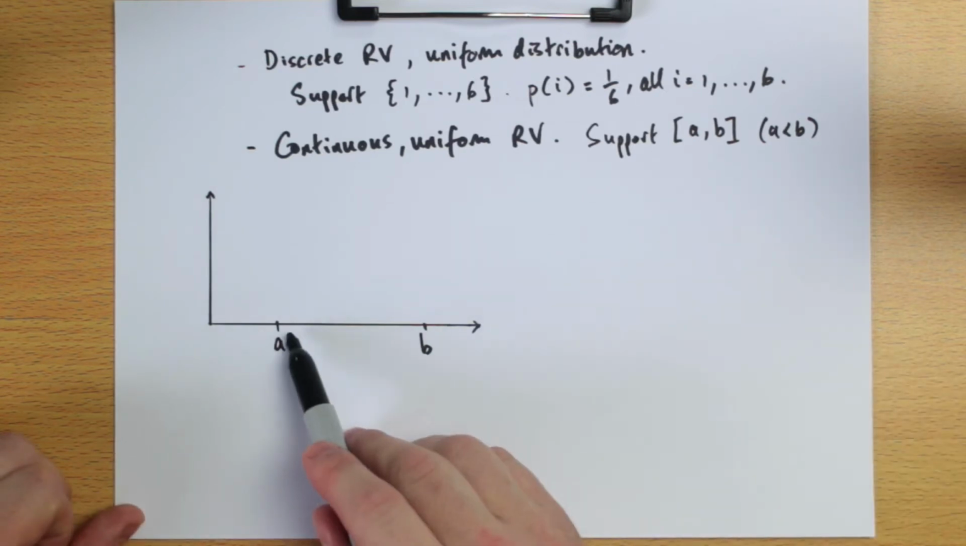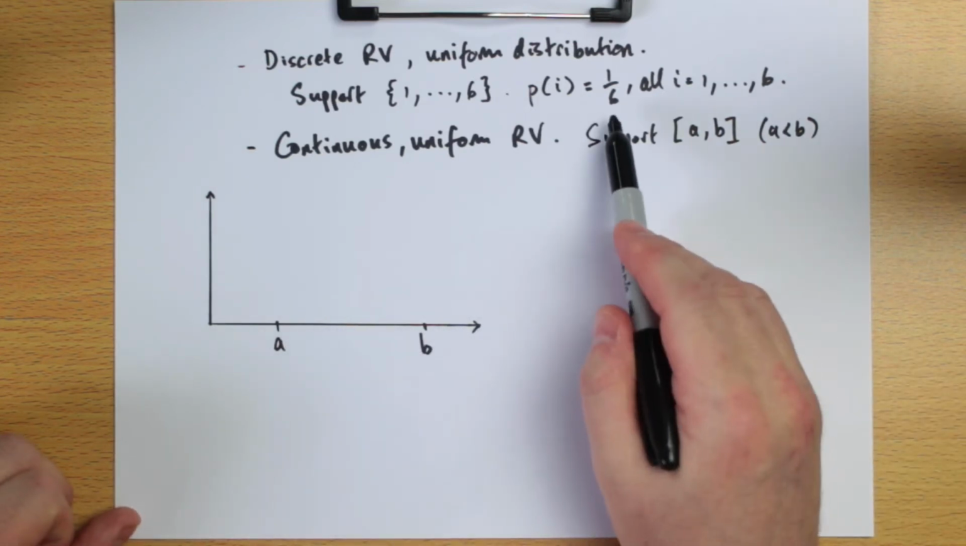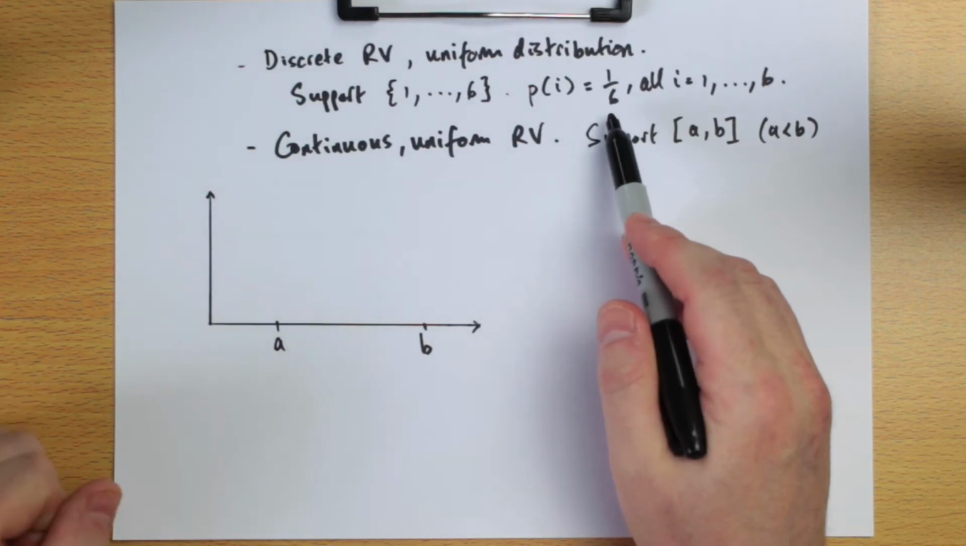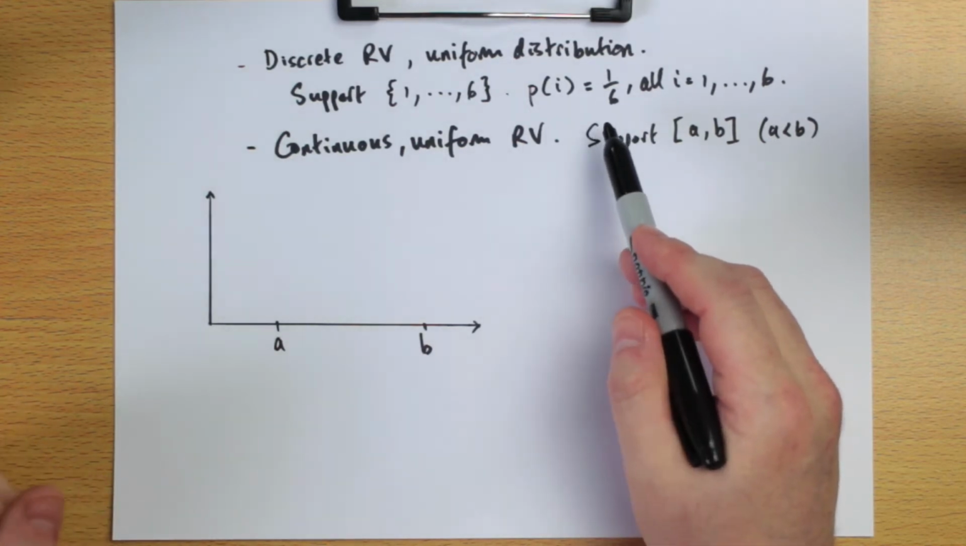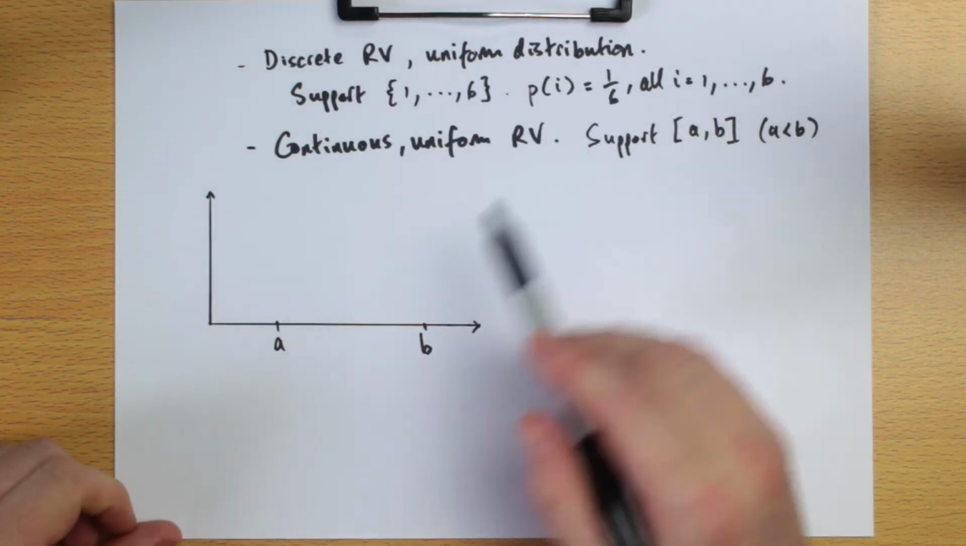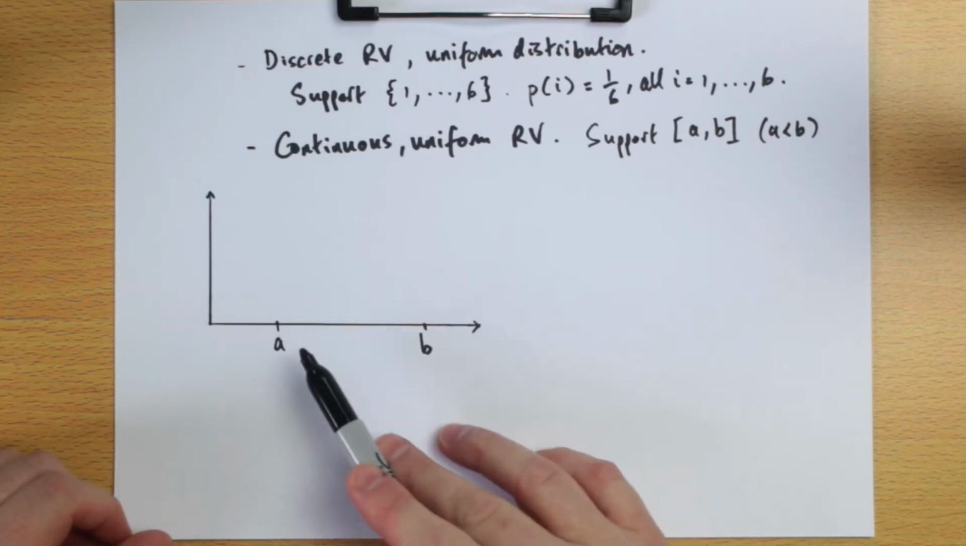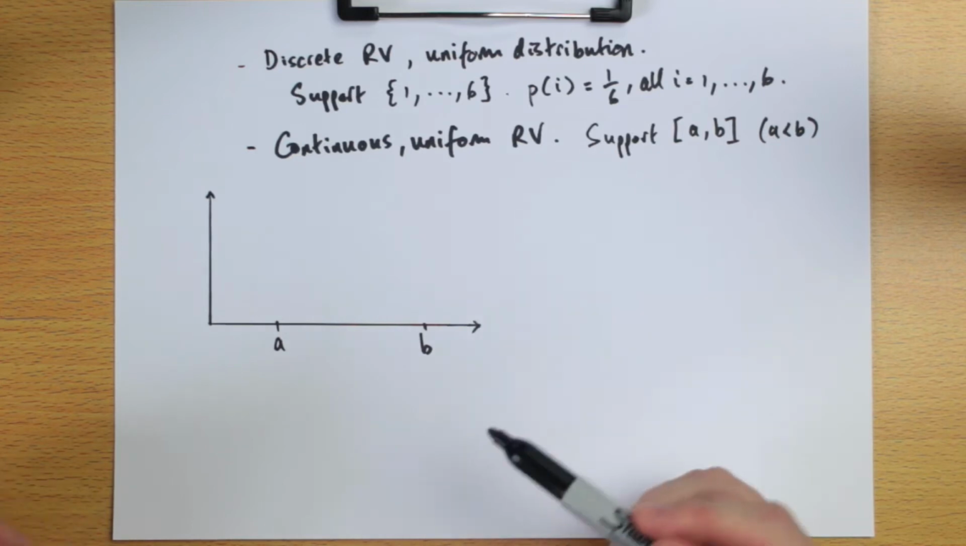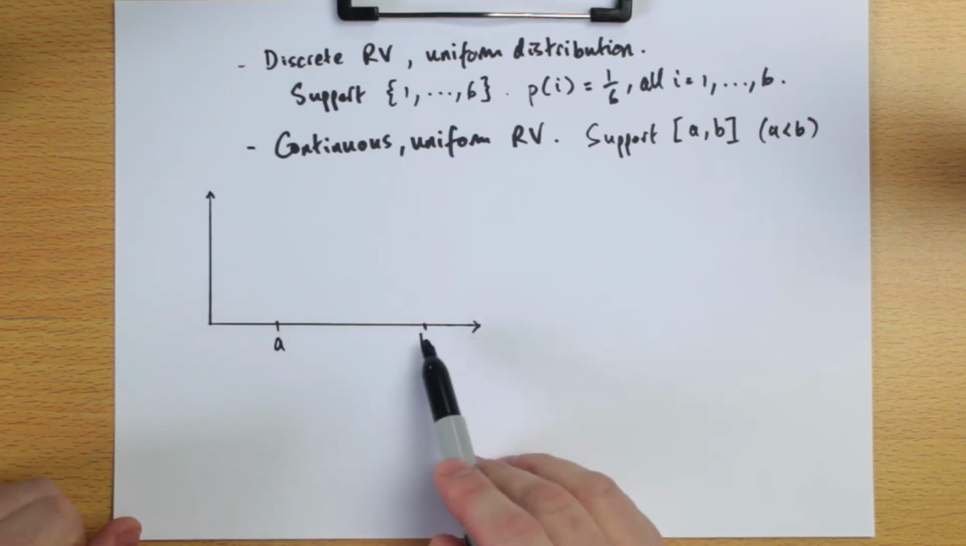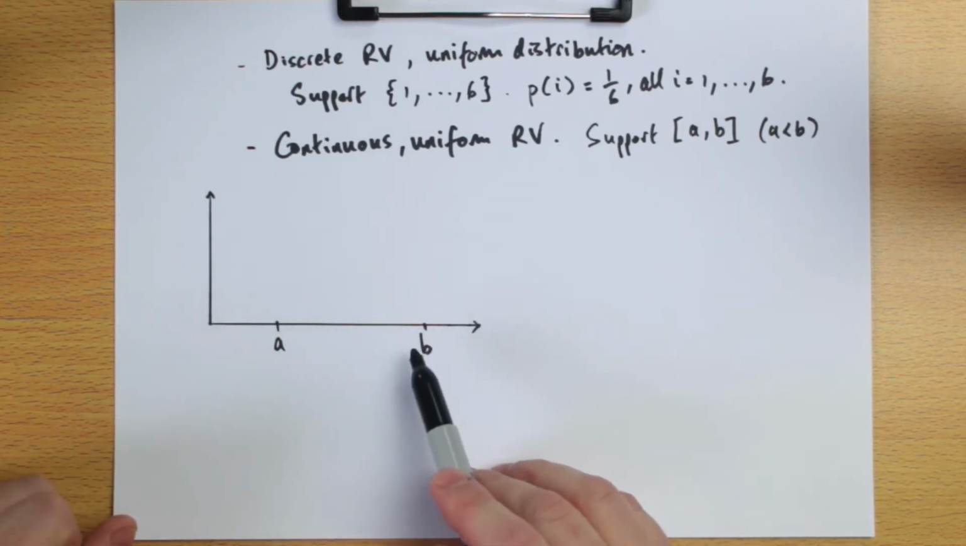Now how many points are in this interval? If I wanted to do something like each point has probability 1 divided by the number of points, well, there are far too many points in this interval. In fact, there are uncountably infinitely many. This is what we would call a continuum.